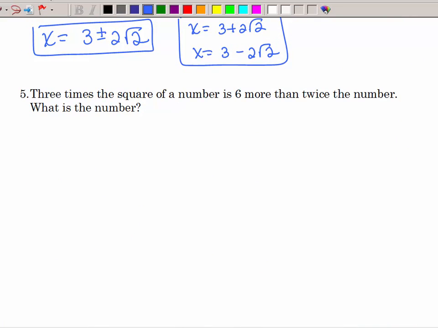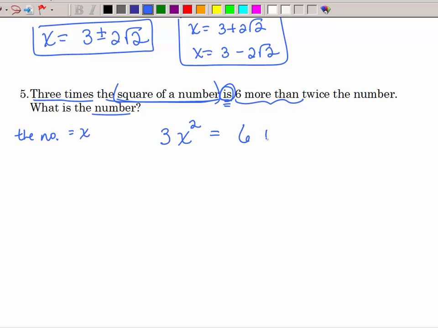3 times the square of a number is 6 more than twice the number. What is the number? Well, the good news is we're just looking for x, right? The number is x. Now what do we have to do with that? 3 times, well, I know what that means, right? Multiply by 3. The square of a number. So 3 times not just the number, but the square of a number, which means I have to square my x, is, right, that's the equal to, 6 more than, remember that's 6 plus twice the number. Twice means, you got it, 2 times, 2x.